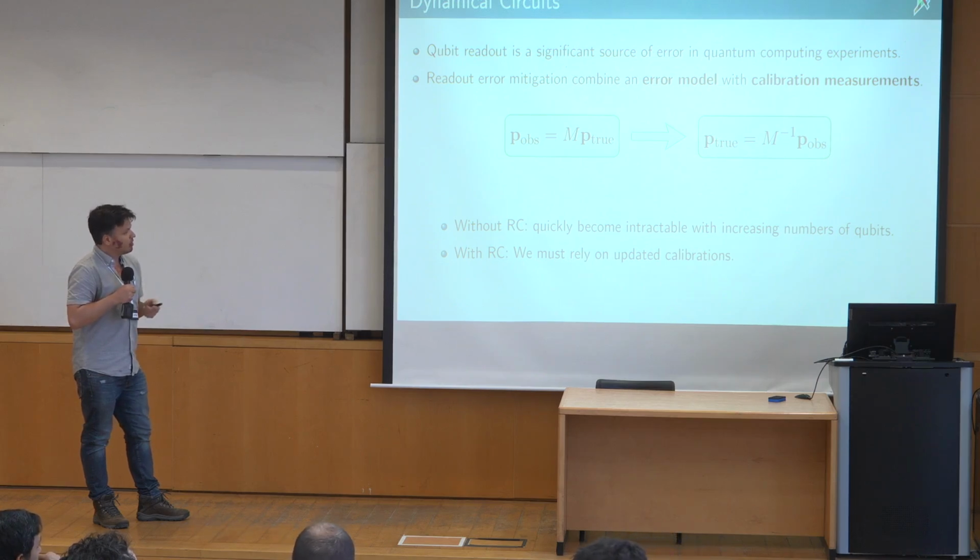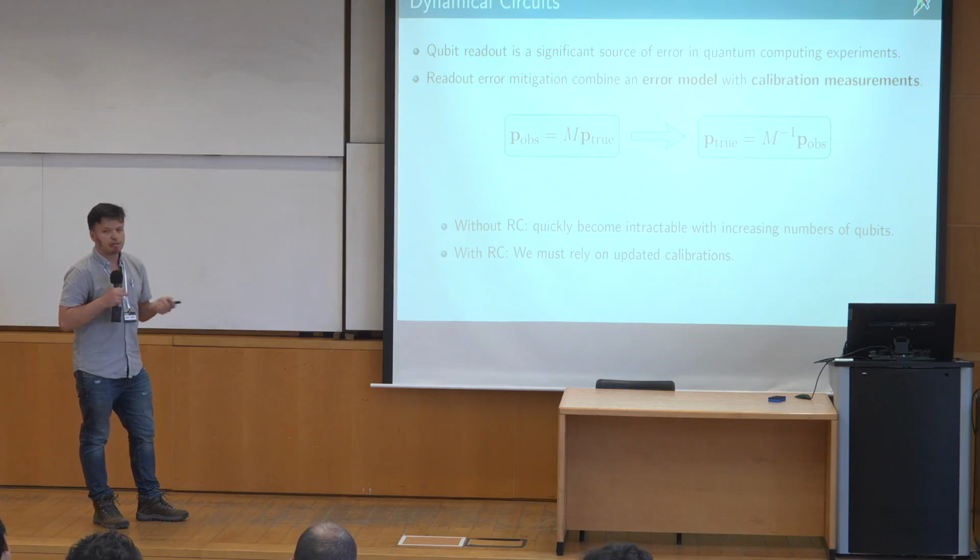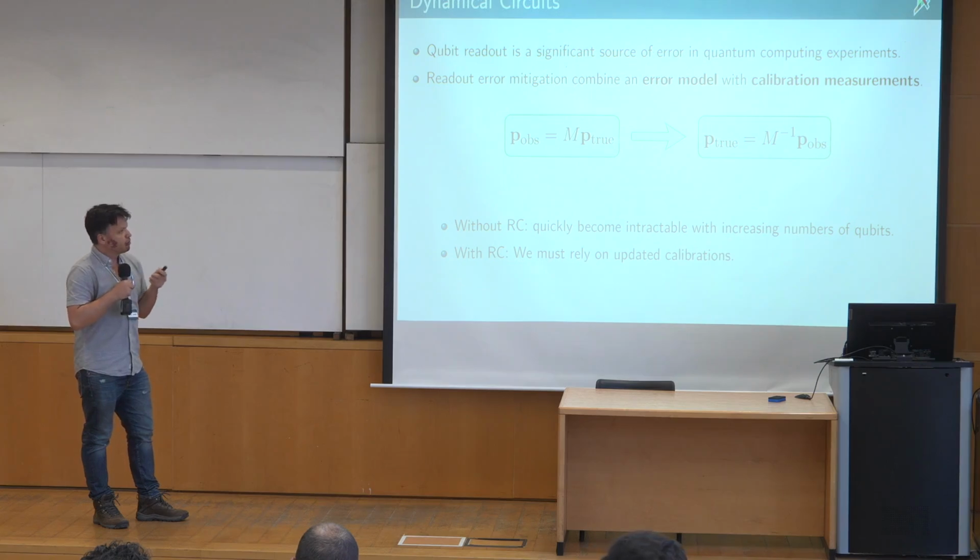And what we can do, usually what's done in error mitigation, is this idea of amplification of the noise and error extrapolation. And this type of technique is useful because then we don't need to rely on an updated model for the error. And the idea here would be nice if we could do something similar for the readout error.